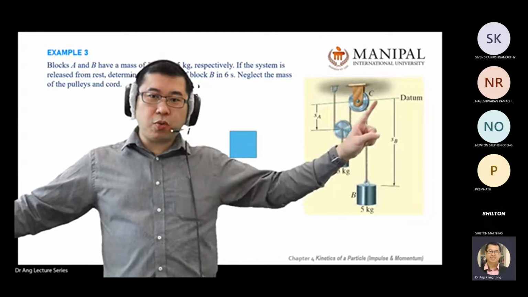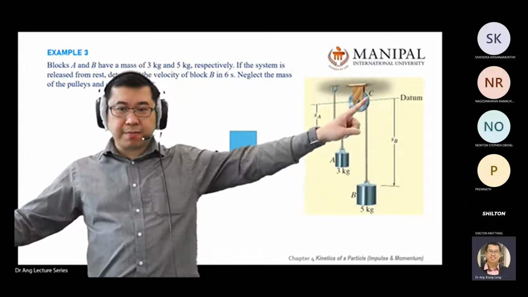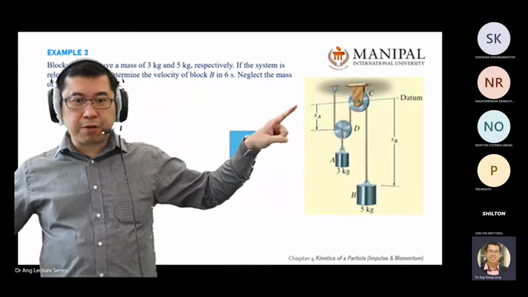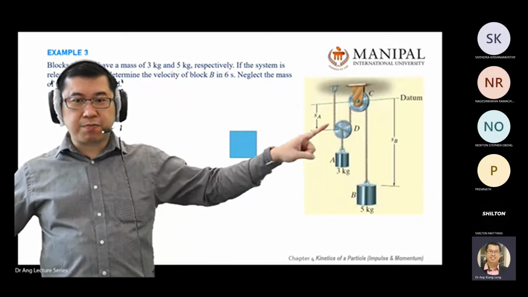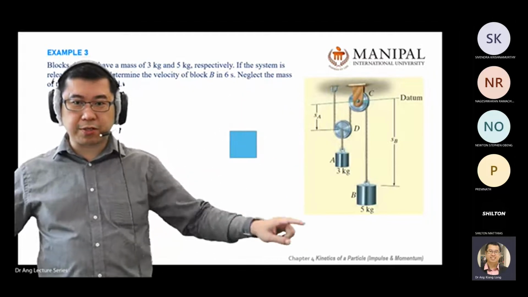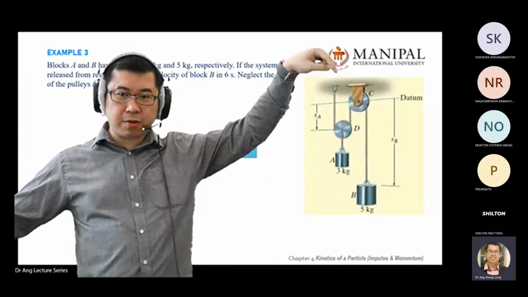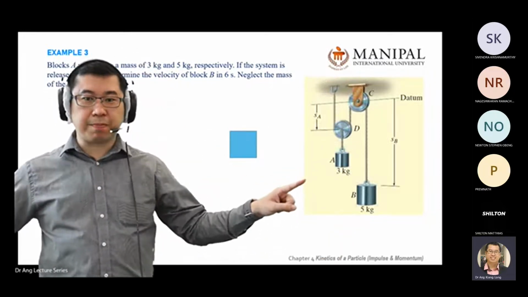Number 2, always have the datum. Okay, always look at the datum. A pulley system always gives you a datum, and there will be a positive direction of the datum. For example, A is measured from here going down positive. B also measured from the datum going down positive. There are two things every time you look at a pulley system.